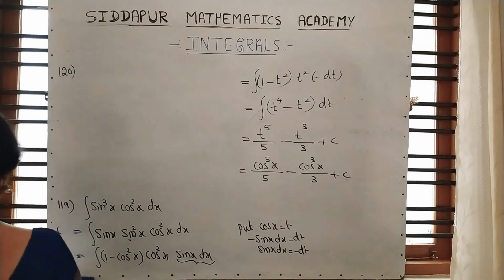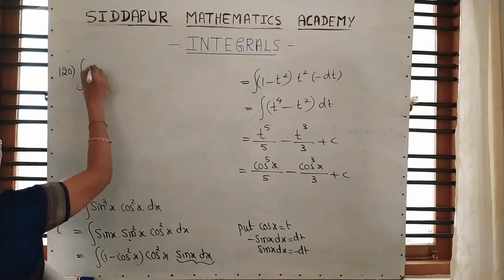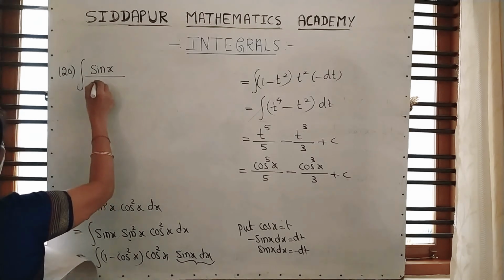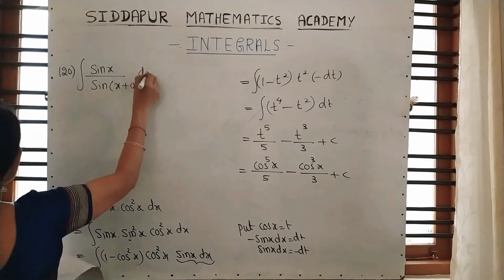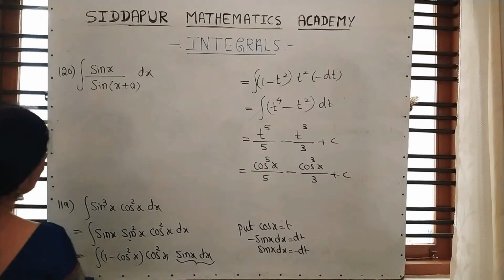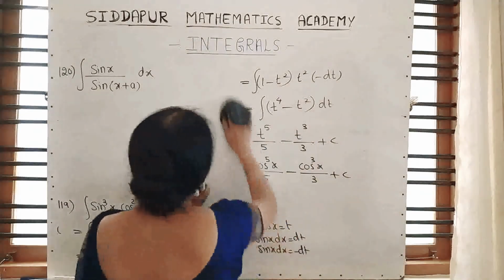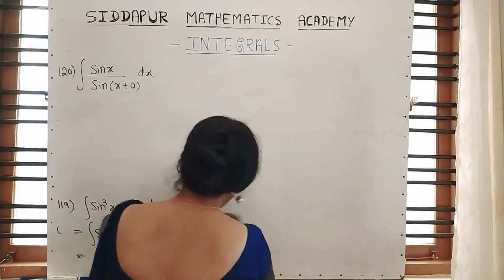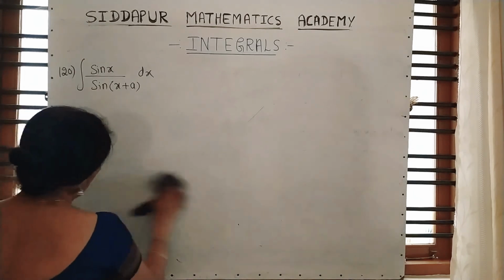Sin x upon sin of x plus a. If you want, you can go for substitution or you can go for adjustment. I will go for substitution. We cannot apply the u by v method, and if you split the denominator also, it becomes complicated, we cannot solve.